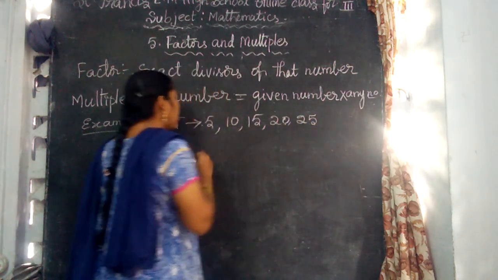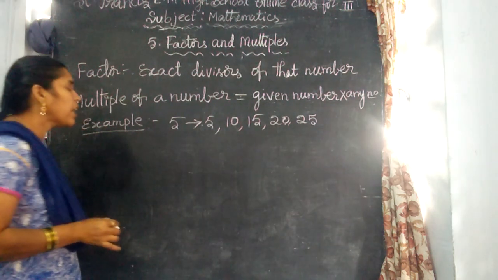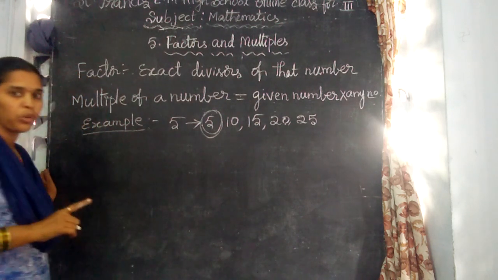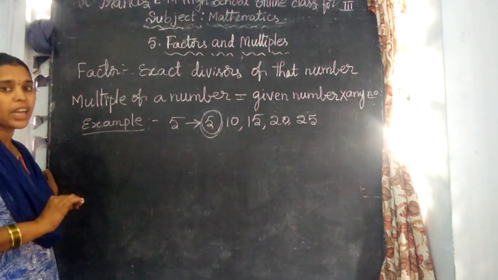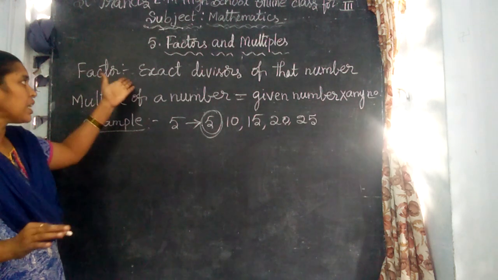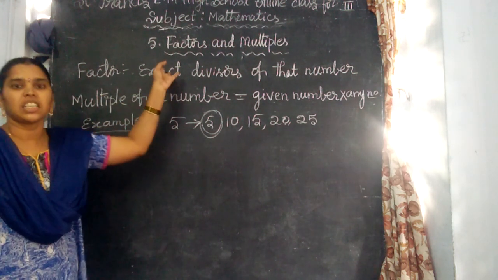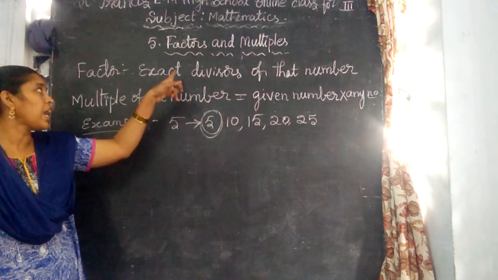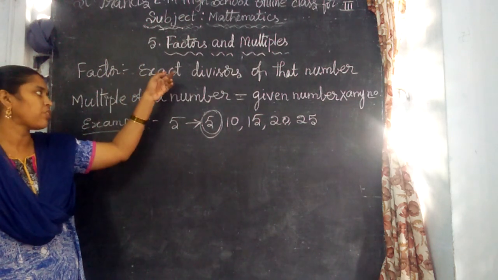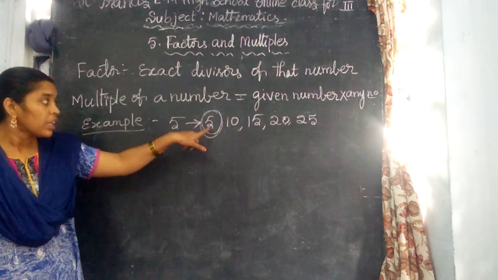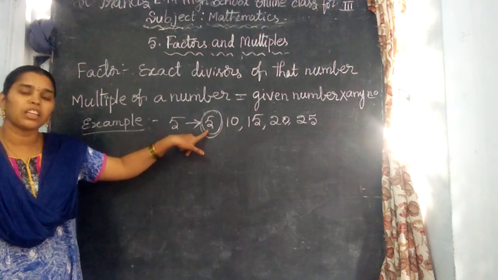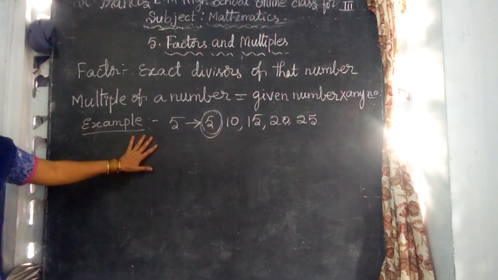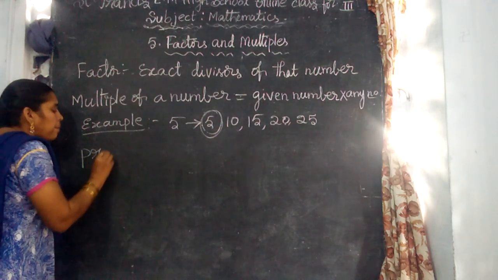These are the first 5 multiples of 5. Here, what is the smallest multiple? The number itself is the smallest multiple. And there is no greatest multiple. In factors, the number itself is the greatest factor and one is the smallest factor. Here in multiples, the number itself is the smallest multiple and there is no greatest multiple. This is about multiples. Then I am going to the prime numbers.